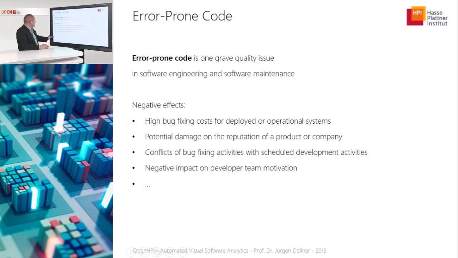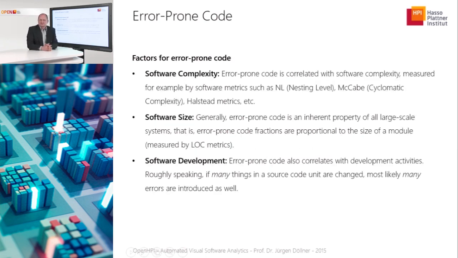Now, what are factors for error-prone code? What typically causes error-prone code? One aspect is software complexity. Error-prone code is correlated with software complexity. That can be measured, for example, by some software quality metrics, such as the nesting level metric, the McCabe or cyclomatic complexity, or the Halstead metrics.